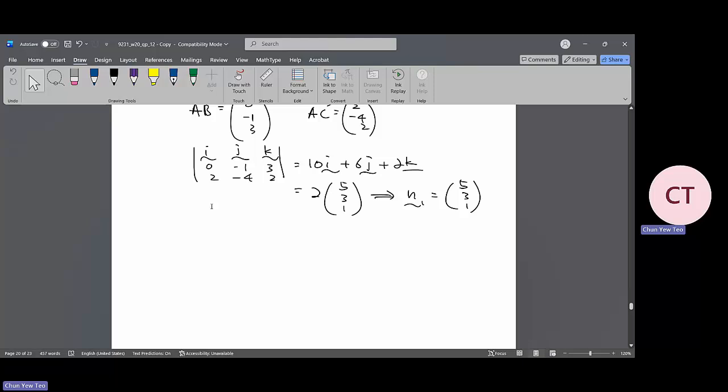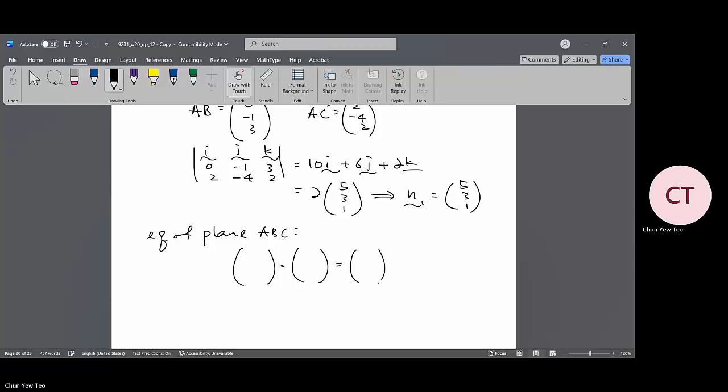Okay. Then after that, to find the equation of plane pi, the equation of plane ABC, you just need to have a bracket like this. That is your x, y, z. That is your normal, 5, 3, 1. Your normal also put it here.